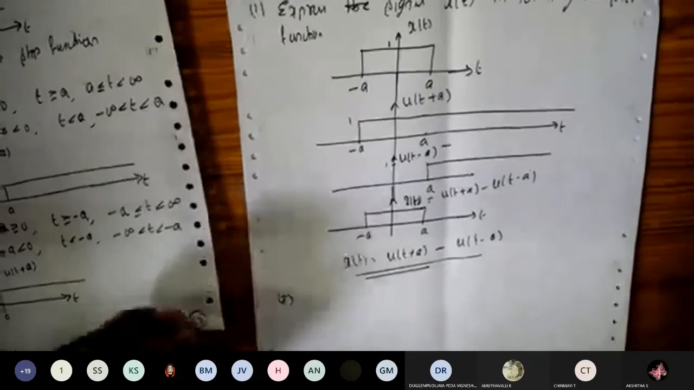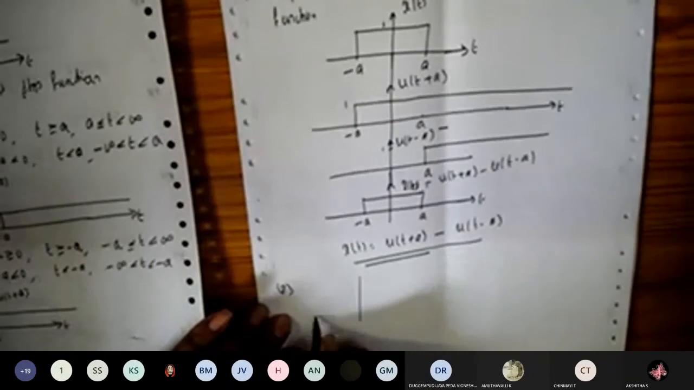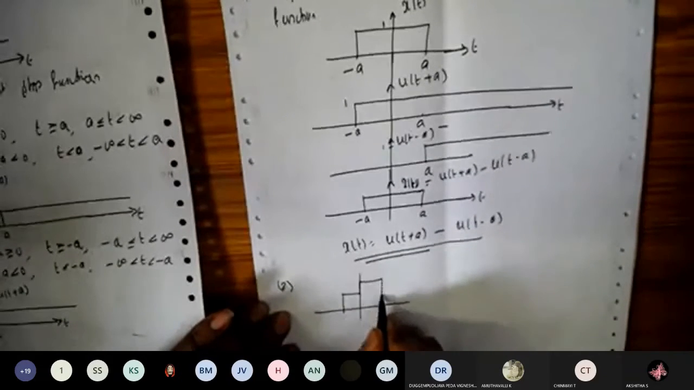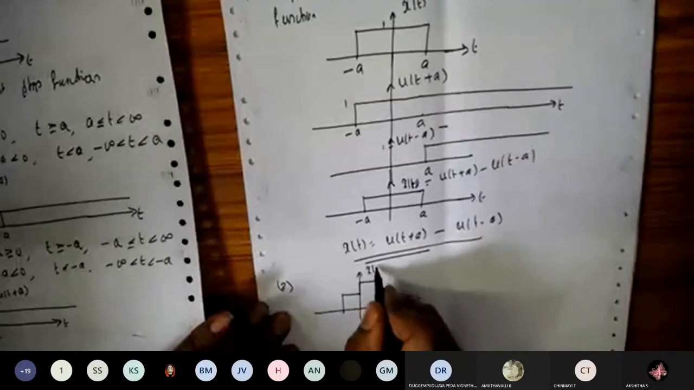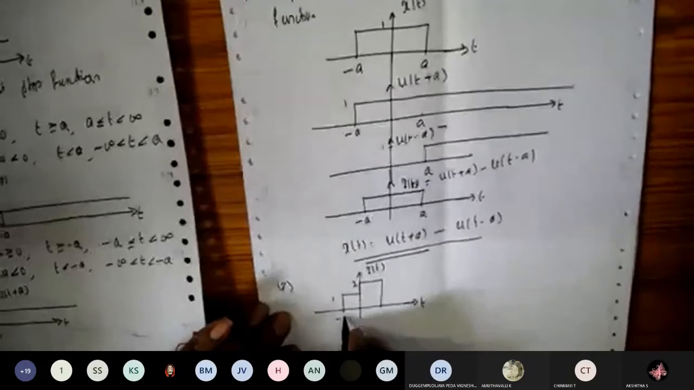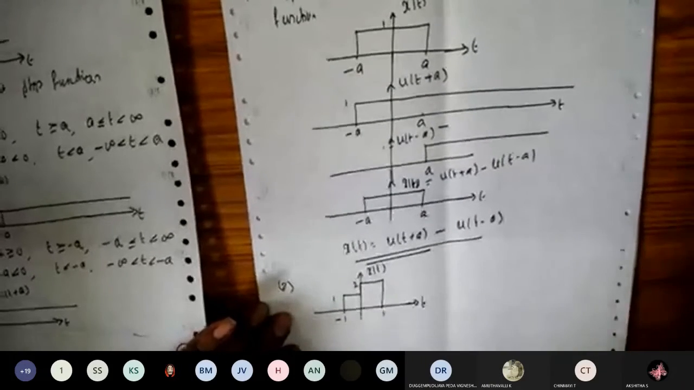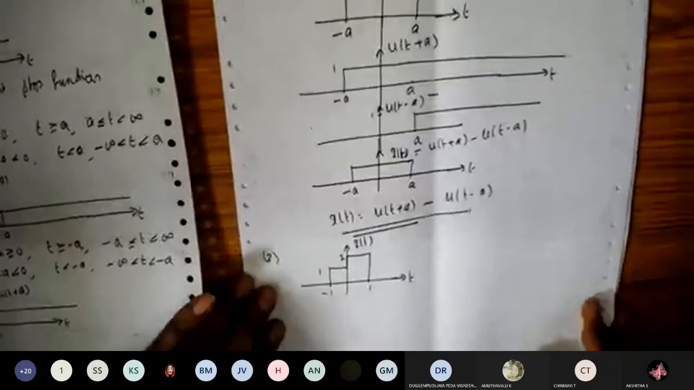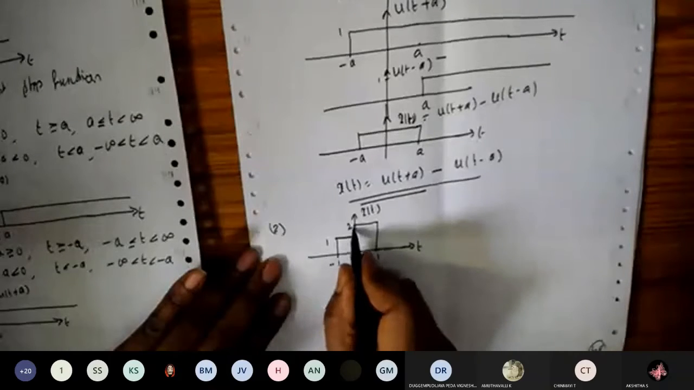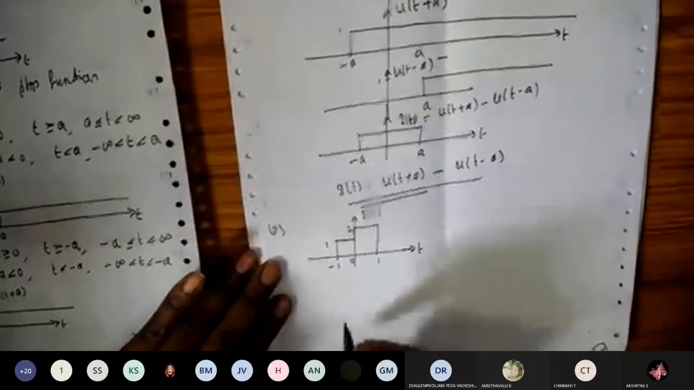So let us take the second problem, which is a bit tricky. Let us express this one in terms of the unit step function. Let us take this one as x of t. So this is 1 and this is 2. This is minus 1, this is plus 1 here. Got it? From -1 to 0 it is having the value 1. Then it increases, so from 0 to 1 it is having the value 2.